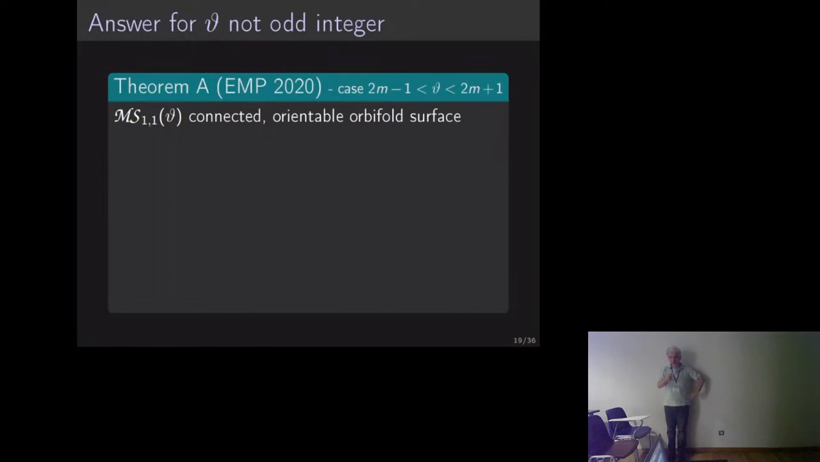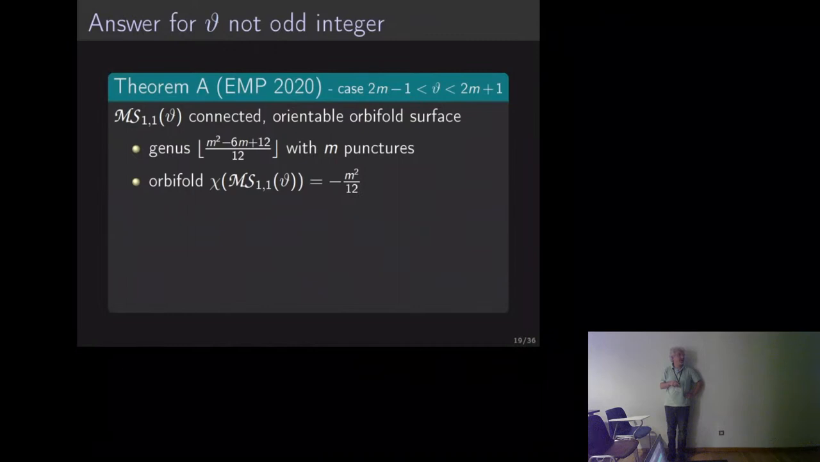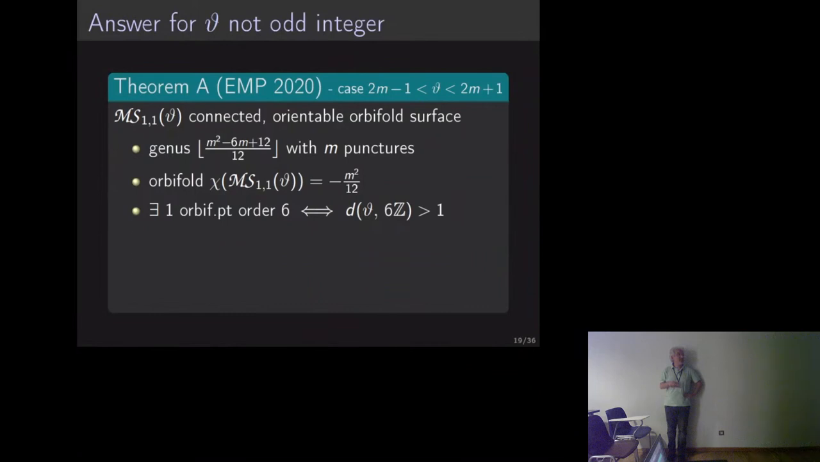One is for general angles, in the case of the torus, when the angle is not odd, which is the strange case. We show that this moduli space is a connected orientable surface, and it's an orbifold actually. So we can understand the genus, there is a formula for the genus and the number of punctures, so basically we know all the topology, we know also the orbifold Euler characteristic, and also the orbifold points. We know that there exists an orbifold point of order 6 if and only if the distance between theta and the integer multiples of 6 is greater than 1. I mean, just some numerical thing, and the same for an orbifold point of order 4.